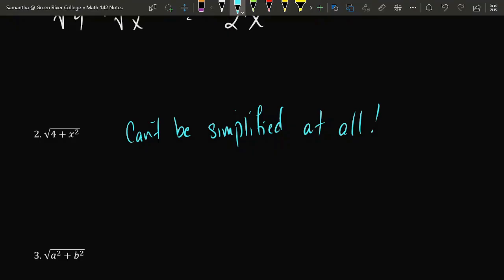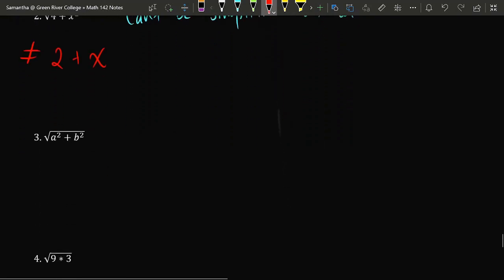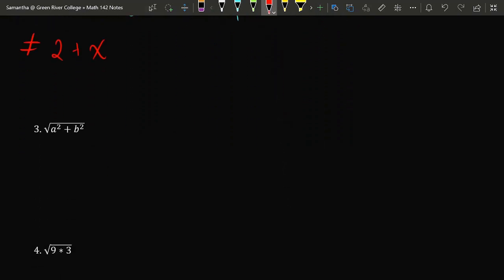This quantity is absolutely not equal to the square root of 4 plus the square root of x squared. Likewise, the square root down below, the square root of a squared plus b squared, is not equal to a plus b. As soon as you have an addition or a subtraction under the root, you have something that can't be simplified at all.